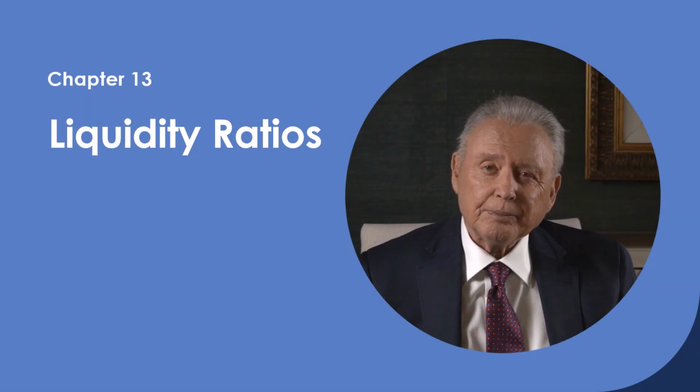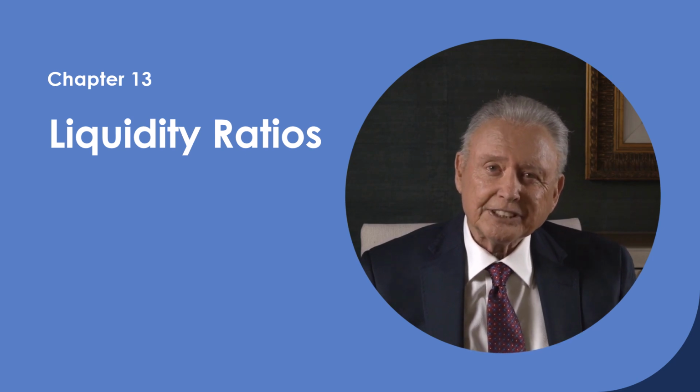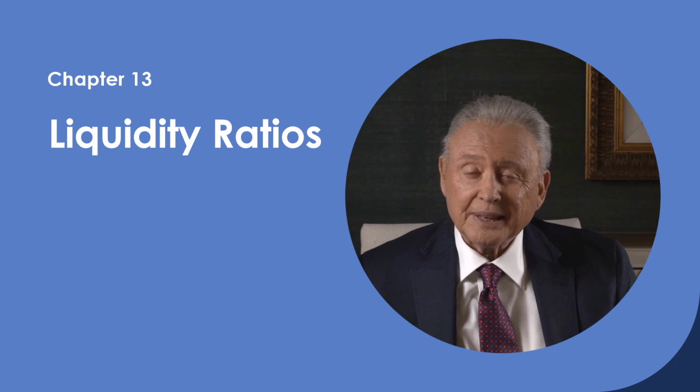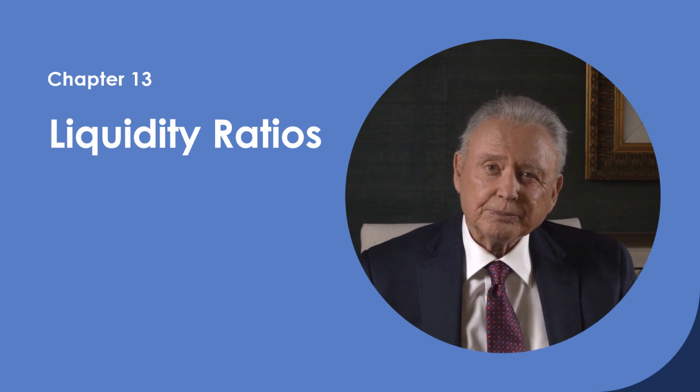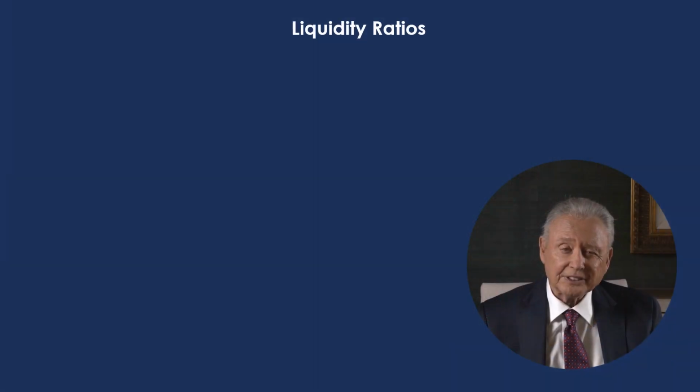Chapter 13, Liquidity Ratios. In this chapter, we will be examining the liquidity ratios for the ABC company. Liquidity ratios help us determine the company's ability to meet its short-term debt obligations. Our first category of ratios, liquidity ratios. They tell us what our ability is to meet short-term debt obligations.